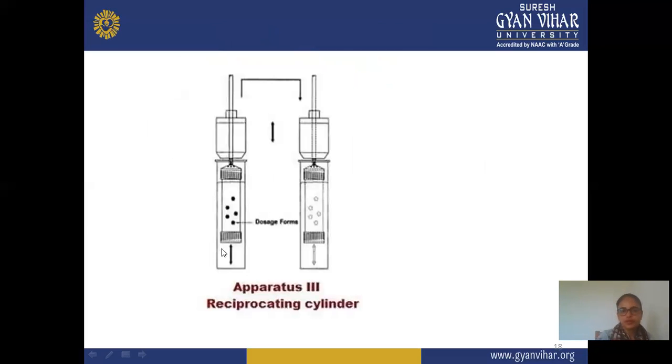This is a diagram of apparatus 3. It looks like a cylinder, a reciprocating cylinder with a flat bottom. In type 1 and type 2 it is a semi-spherical bottom, but in type 3 it's a flat bottom. Here the cylinder contains the dosage form, and after you start rotating, it releases slowly into your solution. You start the release, and after releasing, you take the sample, maintain the same conditions, and calculate the percent drug release.